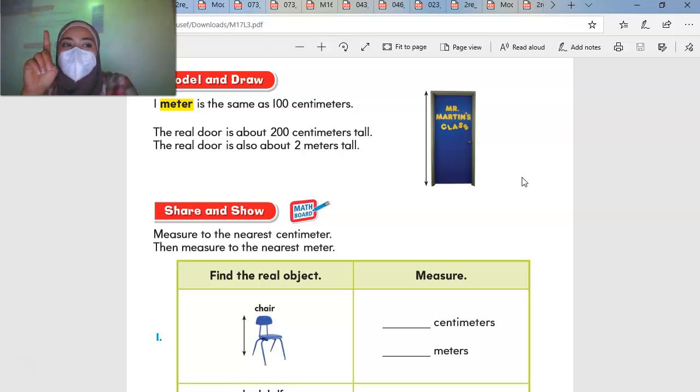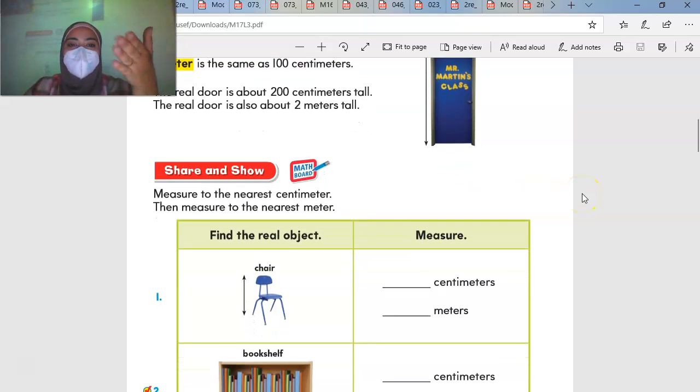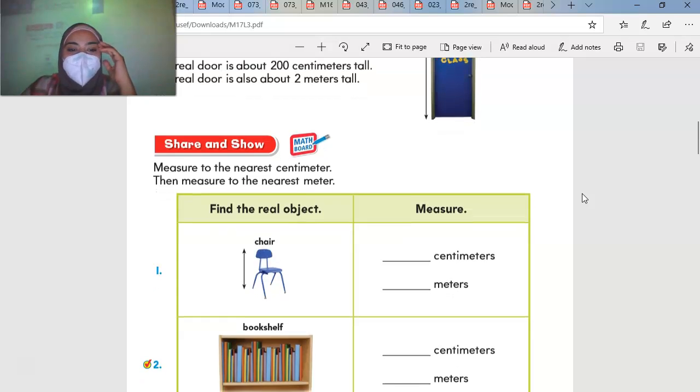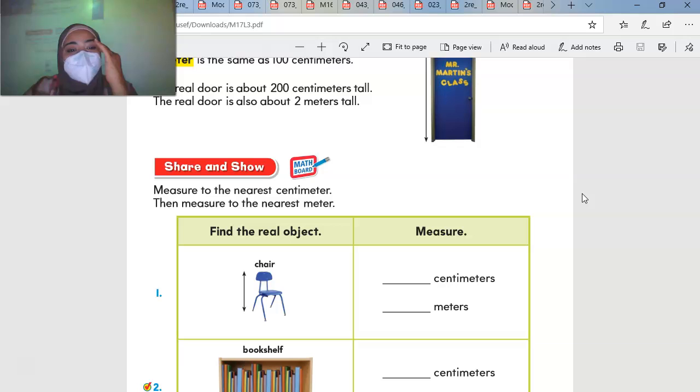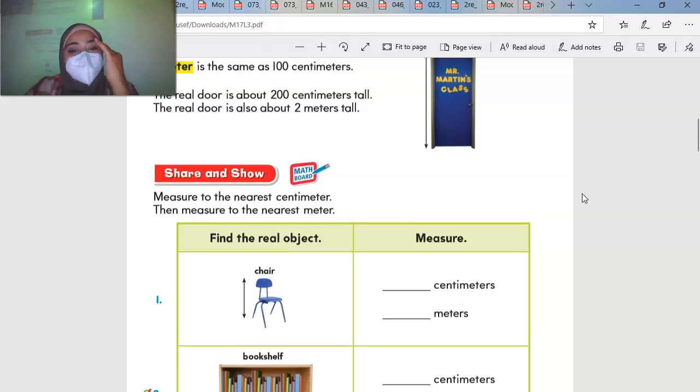So this is where we're going to start converting, like we did with inches and feet, remember. Today we're going to learn how to convert from meters to centimeters. It should be pretty easy because 1 meter is 100 centimeters. So, let's find the real object of a chair. We're going to measure it to the nearest centimeter, and then we're going to measure it to the nearest meter.